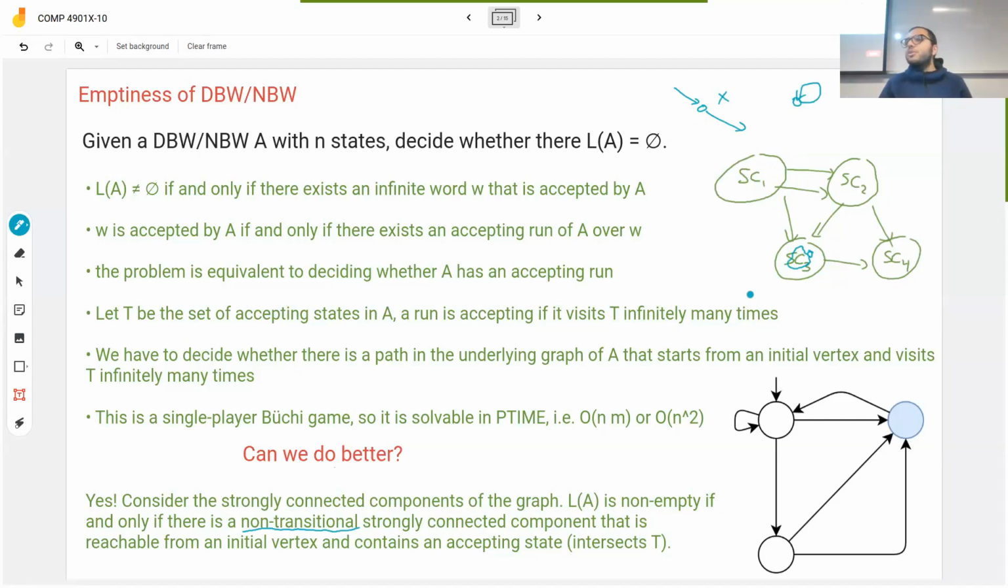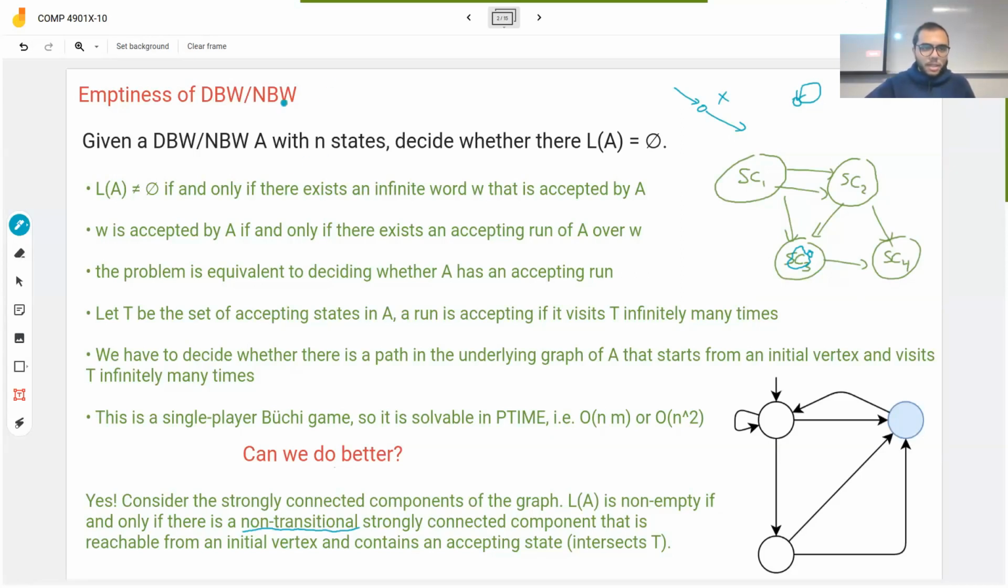Well, I need to do a DFS first to find all the reachable states. That's linear time, n plus m. Then I need to find the strongly connected components. Hopefully you've seen this in 3711. There is an algorithm of Tarjan, which actually also uses DFS to find strongly connected components. That's also linear time. And then finally, I have to just go over my strongly connected components and see if they're non-transitional and if they have a blue vertex in them. So linear time also.